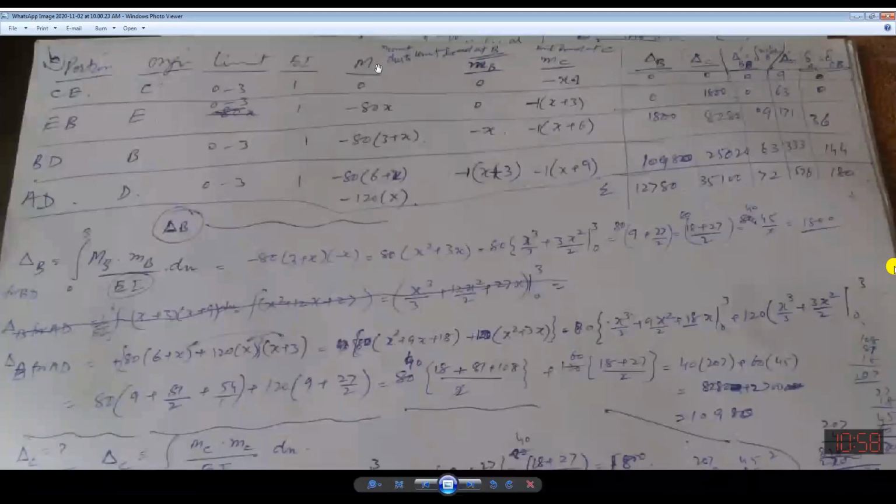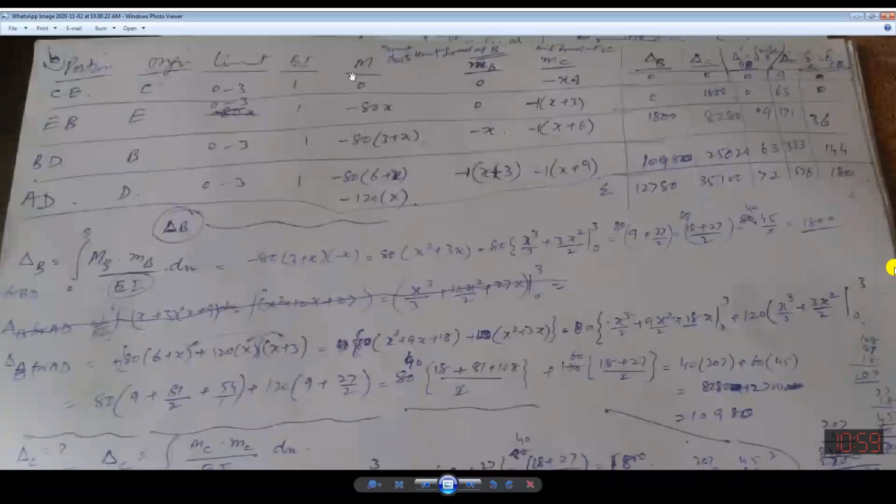Delta B is equal to capital M and small m. I have told you, and you are knowing it, that this is due to applied loading and this is due to unit loading. This is due to unit load, this is due to actual loading. So you need to have the moment capital M for all the segments. What will be the effect of applied loading in CE portion, EB, BD, and AD portion? And what will be if you apply unit load? And then what will be the moment effect in this CE, EB, BD, AD? So first I consider this one, capital M.